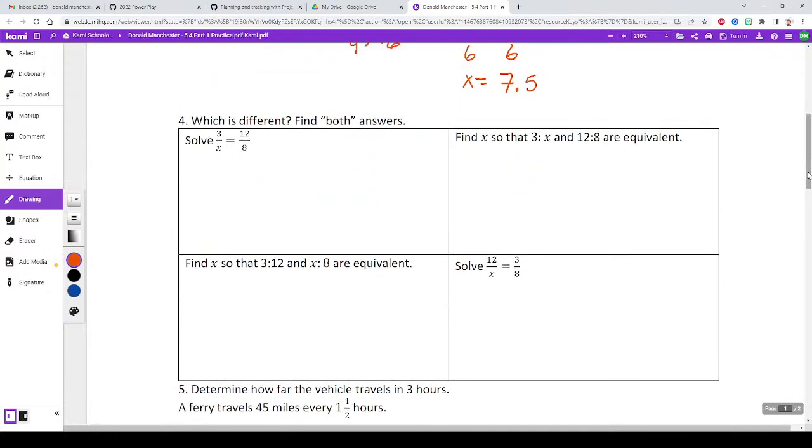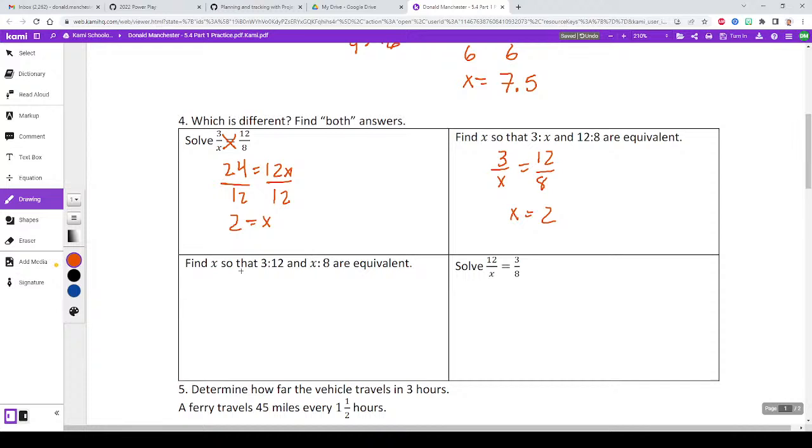Next one, which is different, find both answers. So what that means is that we're going to do all the problems. 3 times 8 is 24. 12 times x is 12x. We're going to divide both sides by 12. And so x equals 2. Then we're going to find x so that 3 over x is the same as 12 over 8. Hey, this is the exact same problem as before, so lather, rinse, repeat.